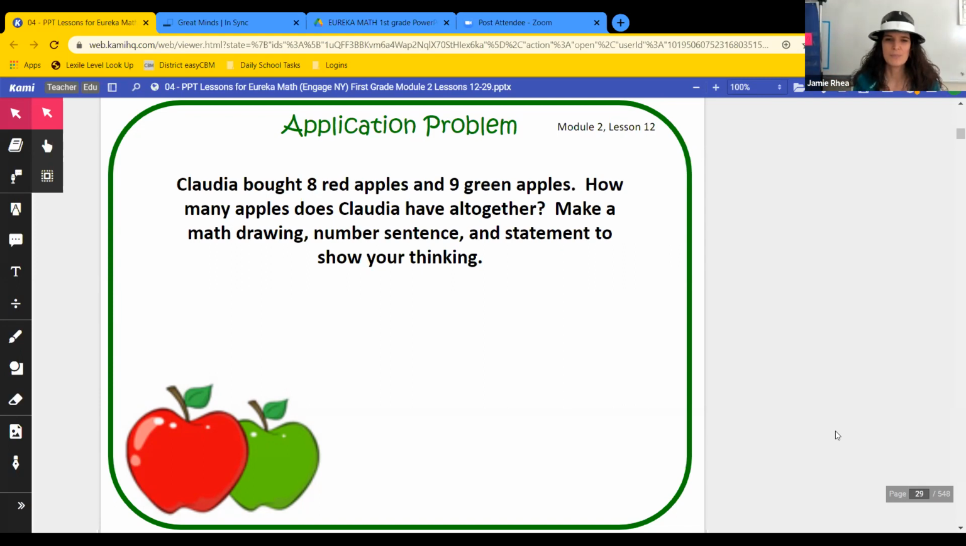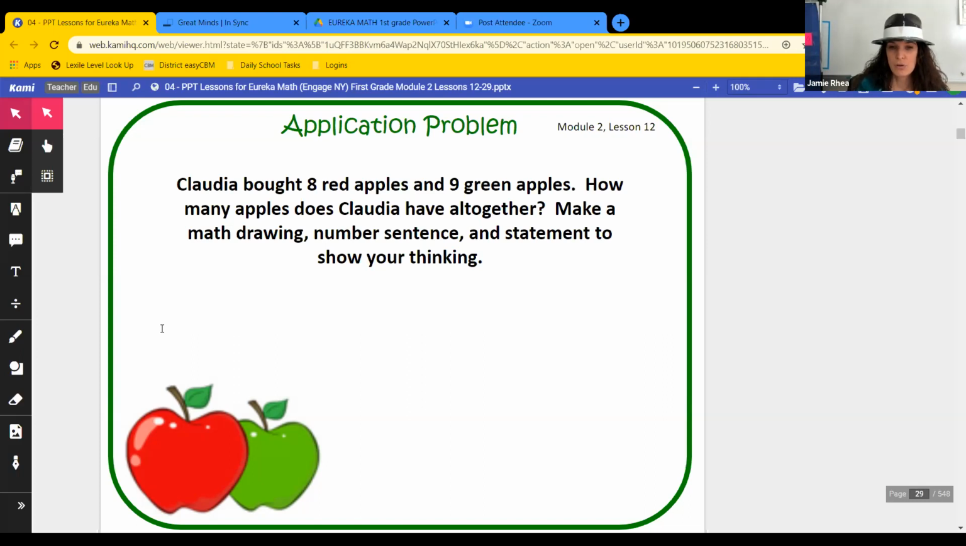Turning up my volume here. All right. Remember, a good detective does what? They read through this entire thing. That way we know exactly what we need to do and how we need to do it, okay? I'm going to try to do this on the screen. I don't know how well I'll do with it, but bear with me, okay? First things first, let's read through it. Claudia bought 8 red apples and 9 green apples. How many apples does Claudia have altogether? Make a math drawing, number sentence, and a statement to show your thinking.